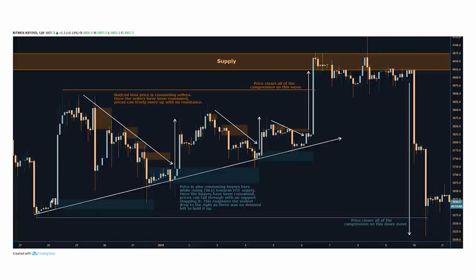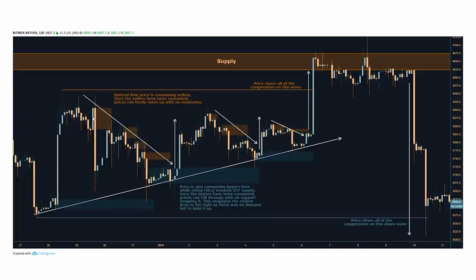You can see this is the very beginning of this whole compression zone, and it basically took out that compression zone. And so the same thing on a lower time frame was happening right here, but it was consuming supply, so buyers could freely move higher. So you can see this example would have been better on a lower time frame for this area, but, you know, I had it all on one chart.